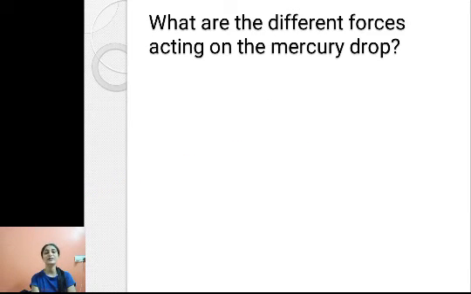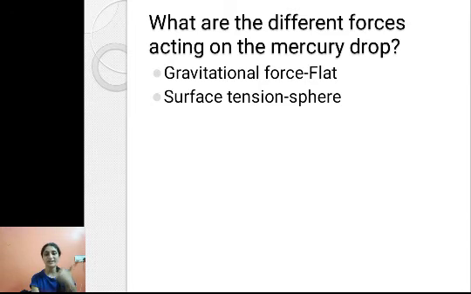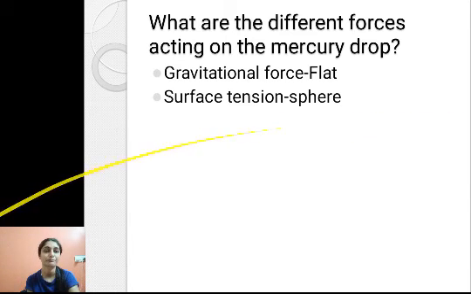What are the different forces acting on the mercury drop? Here we have the gravitational force and the surface tension force which act on the mercury drop. The gravitational force tries to make the drop of mercury flat, and the surface tension force tries to make the mercury drop spherical in shape.